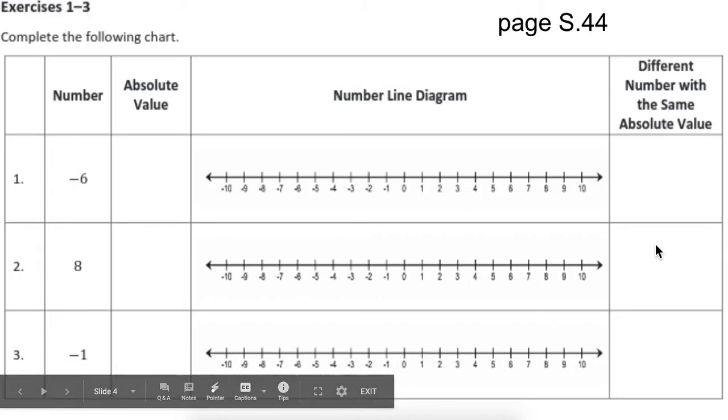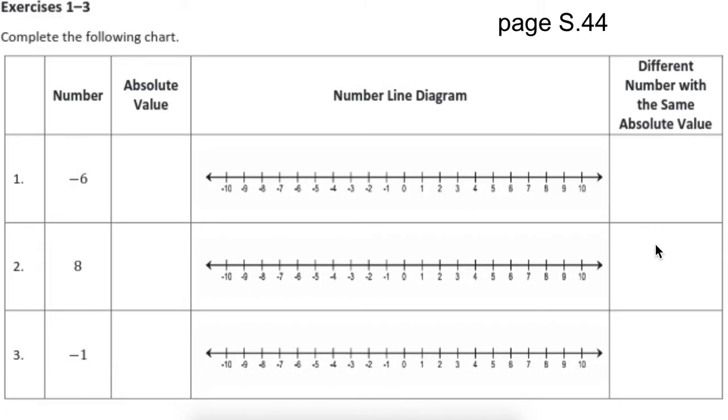Okay, so on this first one, the absolute value of -6 is what? Very good, it is 6. And why is it 6? No, it's 6 because it's 6 from zero, not because it's the opposite. Remember that. It's not the opposite. It is 6 units from zero.